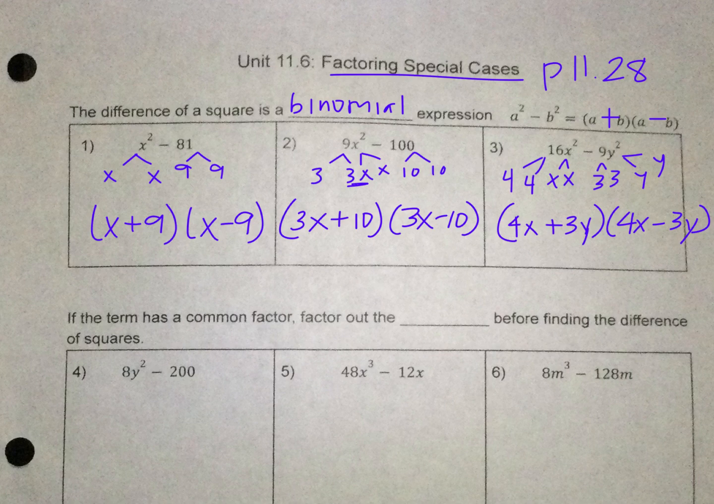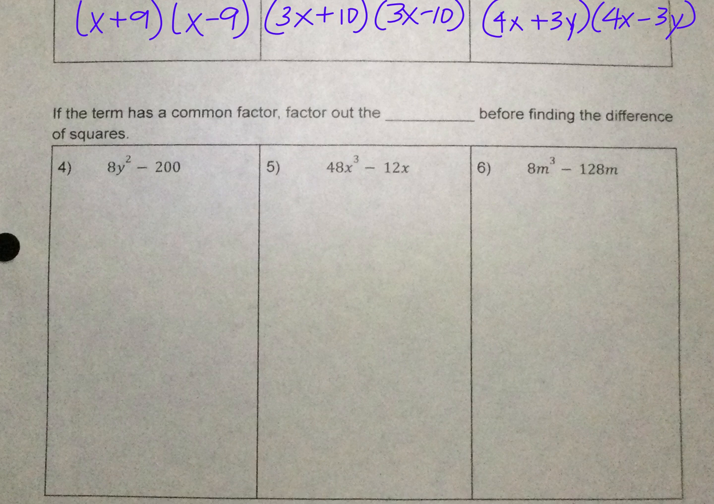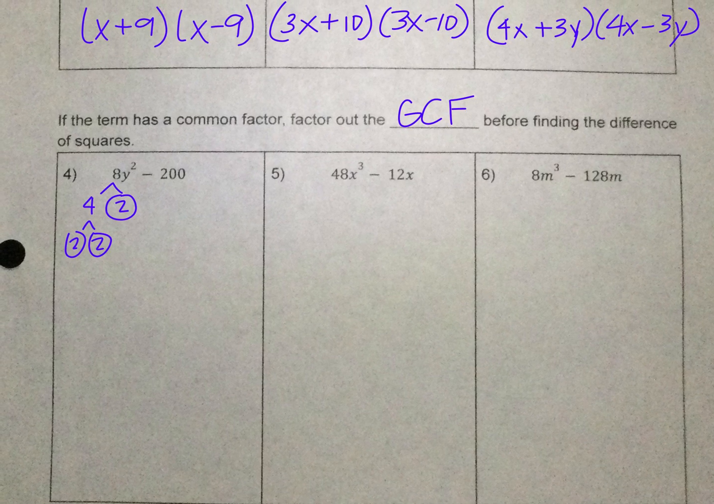If a term has a common factor, factor out the GCF before finding the difference of squares. So, we're going to do what we did before. 8 is 4 and 2, prime, 2 and 2, prime, prime. So I'm going to write 2 times 2 times 2 times y because I got a y squared right there.